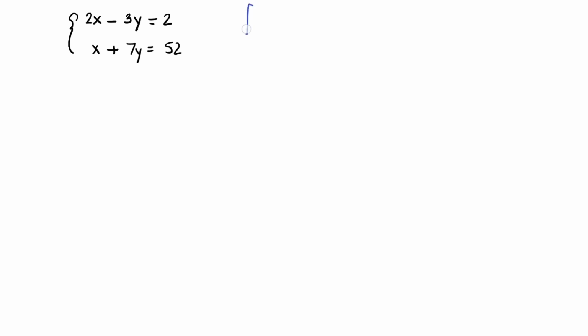So I'm going to write the augmented matrix off to the side here. Remember, the augmented matrix just has the coefficients. So the first row is going to have a 2, a negative 3, followed by this vertical line here, and then a 2. And that's to show that 2x minus 3y equals 2. And then the second row will be 1, 7, 52.